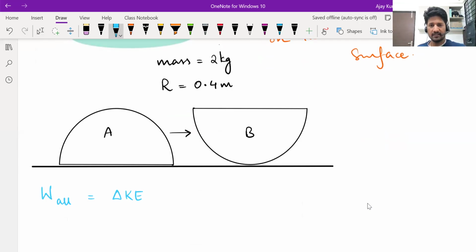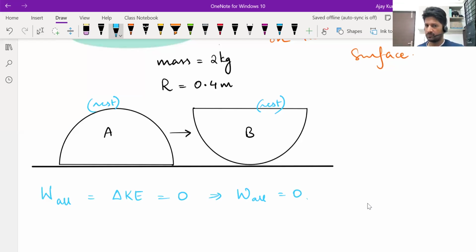Now the change in kinetic energy here is 0. Initially, the system was at rest. The hemisphere was at rest. Finally, also it's at rest. You're not given anything about it moving. In between, it moved okay, but finally it came to rest. So the total change in kinetic energy is 0. That means work done by all forces on the hemisphere is 0.